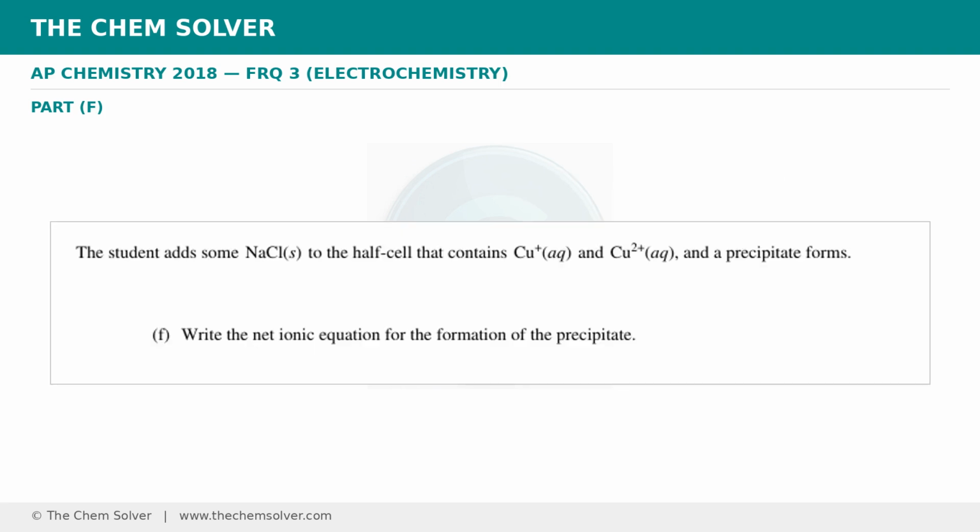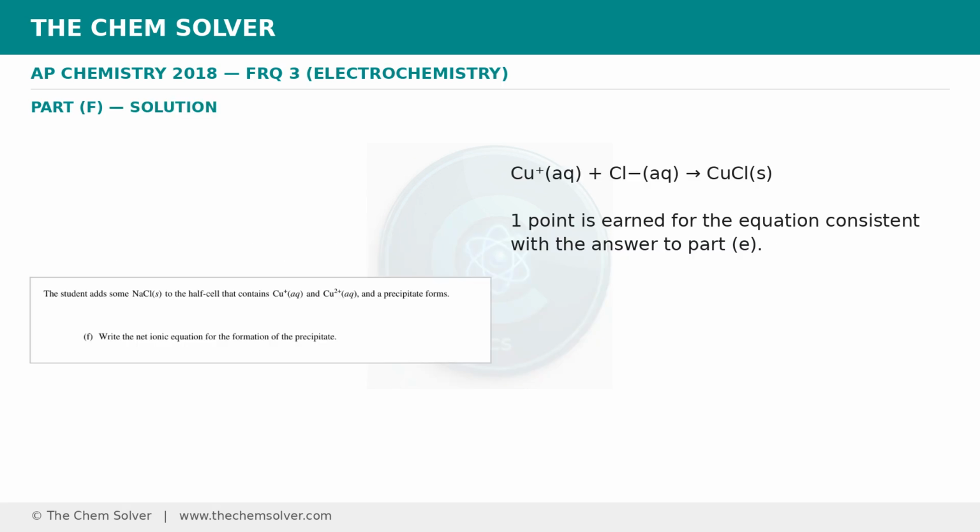Write the net ionic equation for the formation of the precipitate. Cu+ plus Cl- gives CuCl. 1 point is earned for the equation consistent with the answer to part E.